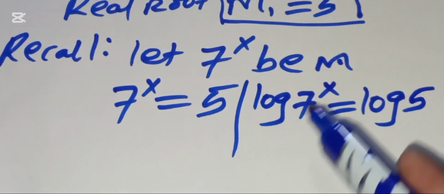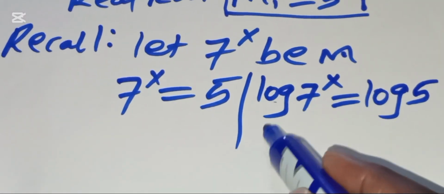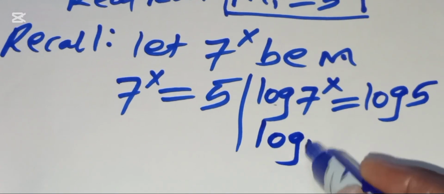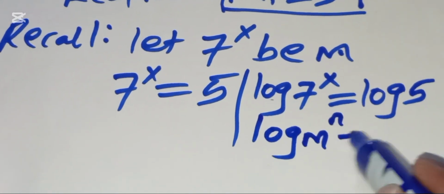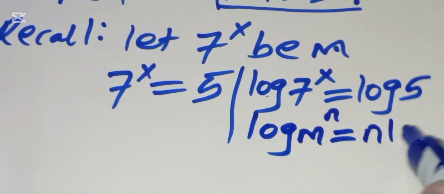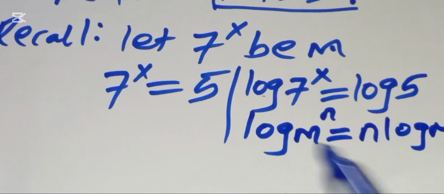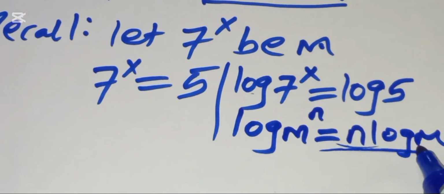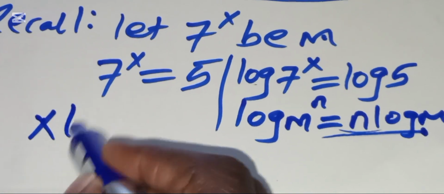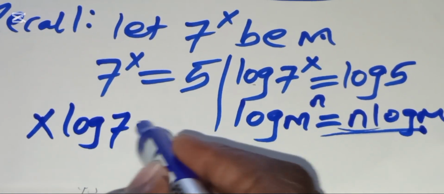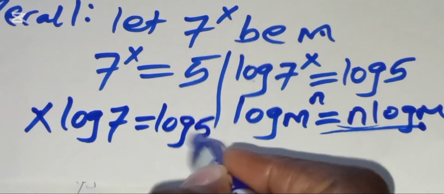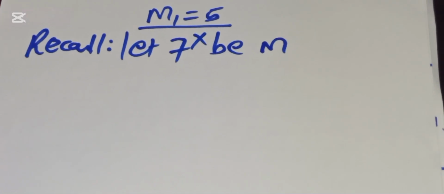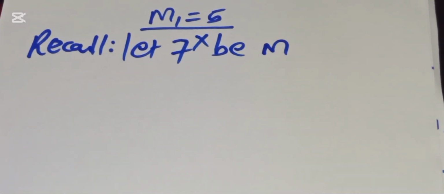Now log 7 raised to power x is in the form of log m raised to power n, which you can express as n log m. This is the power rule property of logarithms. So let's apply this power rule property, so that we'll have x log 7 equal to log 5. You recall we said that let 7 raised to power x be m.